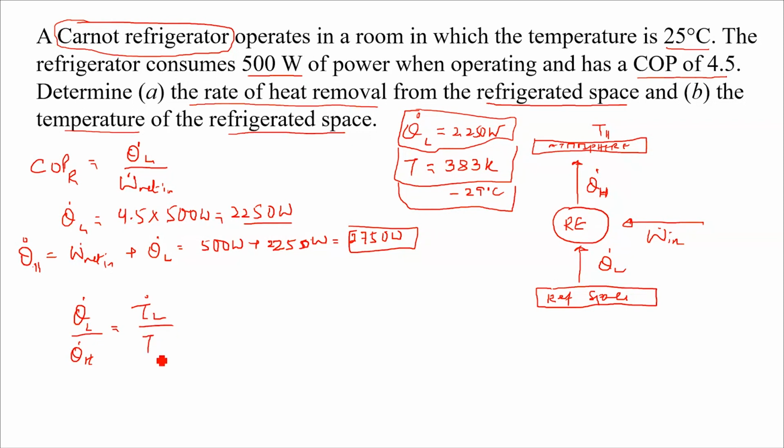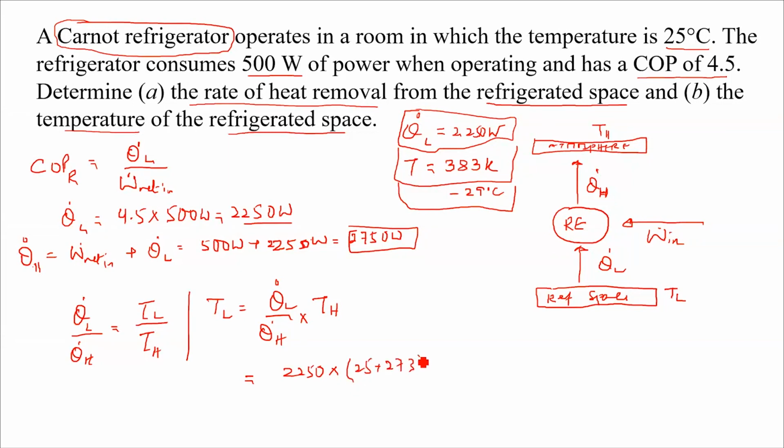Now, for a Carnot refrigerator, you know that Q dot L over Q dot H is essentially TL over TH. You have to find out the lower temperature TL, the temperature of the refrigerated space. So TL over TH, there is no dot on it. TL would essentially be Q dot L over Q dot H multiplied by TH, which is 2250 into TH, 25 plus 273, divided by 2750, which comes out to be 243.8.